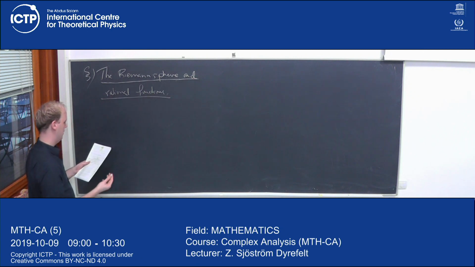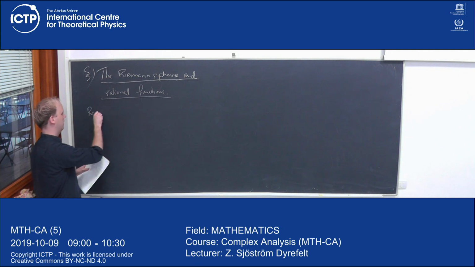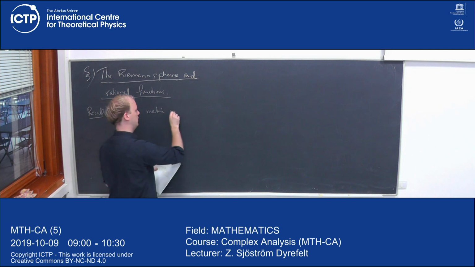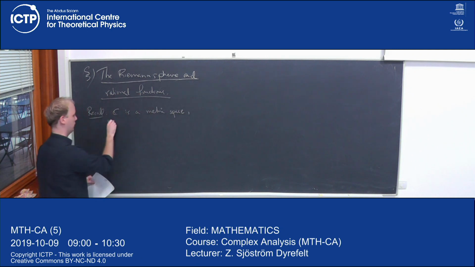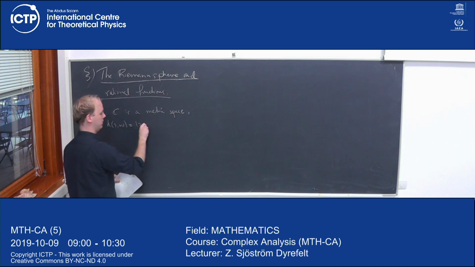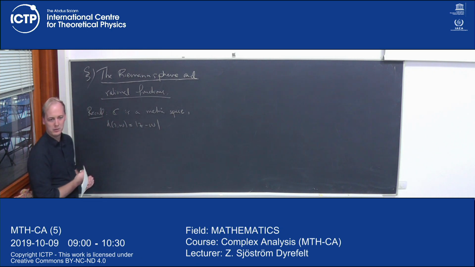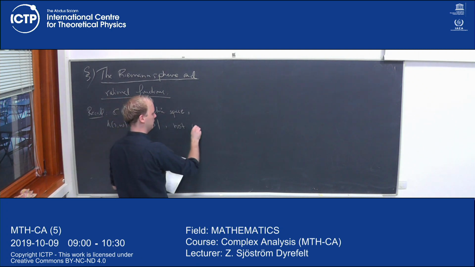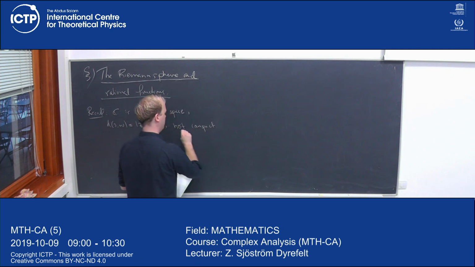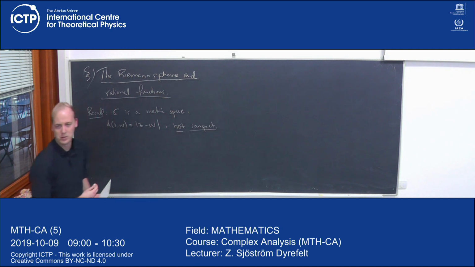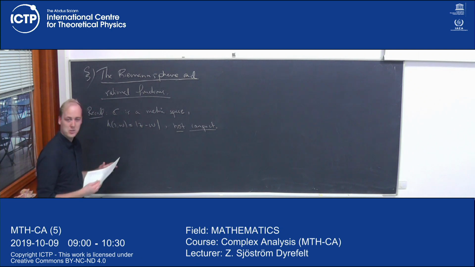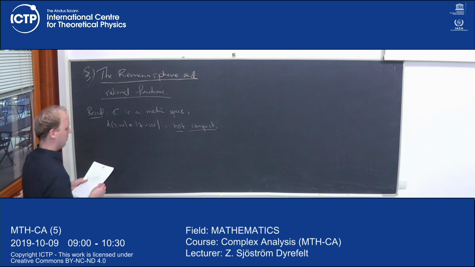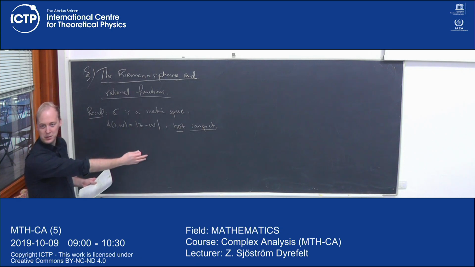Okay, so you will recall that C is a metric space where the metric was given by the absolute value, as in R2. But is it compact? Well, of course, it is not compact. Topologically, it's exactly the same as the Euclidean plane, R2, which is not compact. So we will now very soon consider compactification.